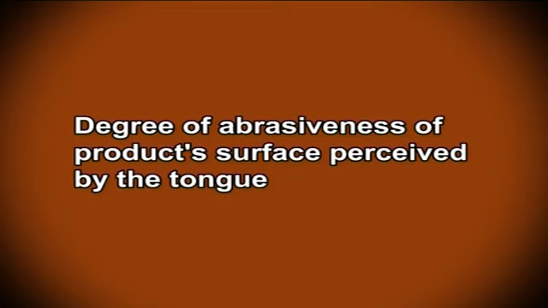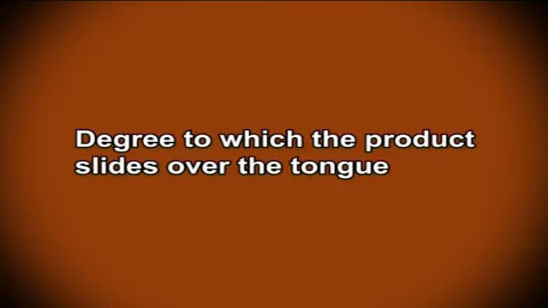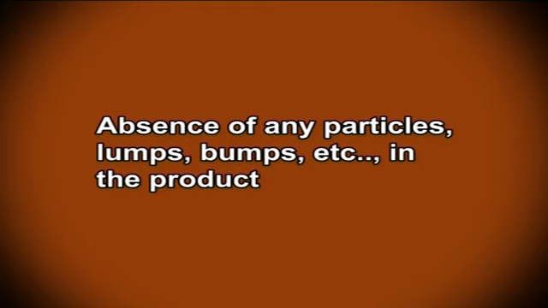Roughness: degree of abrasiveness of product surface perceived by the tongue. Heaviness: weight of product perceived when first placed on the tongue. Moisture absorption: amount of saliva absorbed by the product. Moisture release: amount of wetness or juiciness released from the sample. Mouth coating: type and degree of coating in the mouth after mastication. Slipperiness: degree to which the product slides over the tongue. Smoothness: absence of any particles, lumps, bumps, etc.